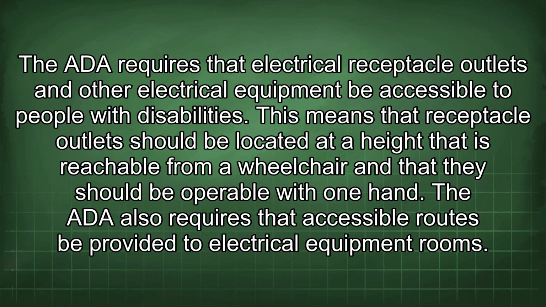The ADA requires that electrical receptacle outlets and other electrical equipment be accessible to people with disabilities. This means that receptacle outlets should be located at a height that is reachable from a wheelchair and that they should be operable with one hand. The ADA also requires that accessible routes be provided to electrical equipment rooms.